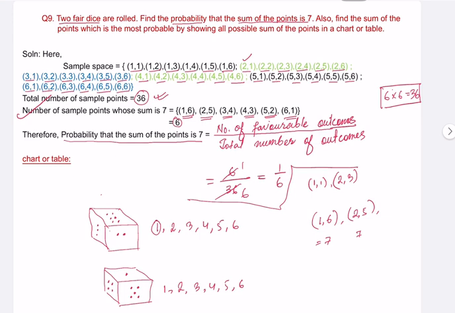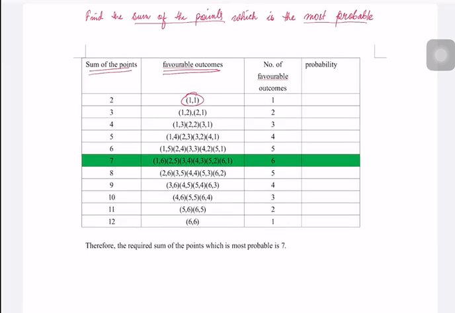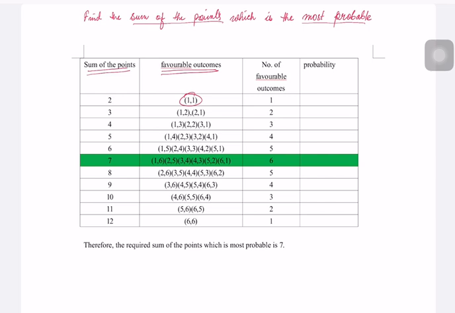Next question, let's see. Also, find the sum of the points which is the most probable, by showing all possible sums of the points in a chart or table. So let us tackle the next question. Find the sum of the points which is the most probable. The sum of the points means, 1 and 1, if you sum, the answer is 2. If you sum 1 and 2, the answer is 3. So the sum of the points we have on this side.